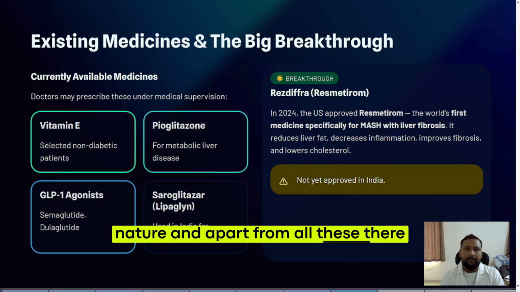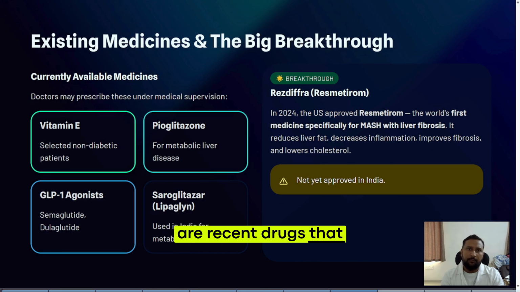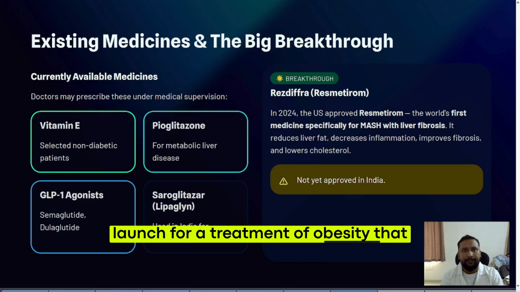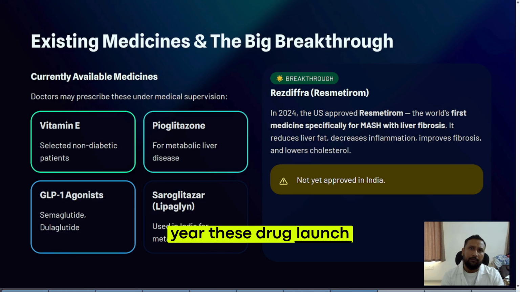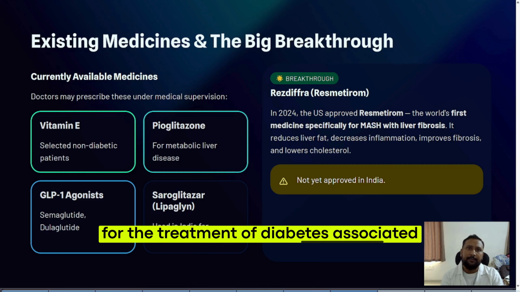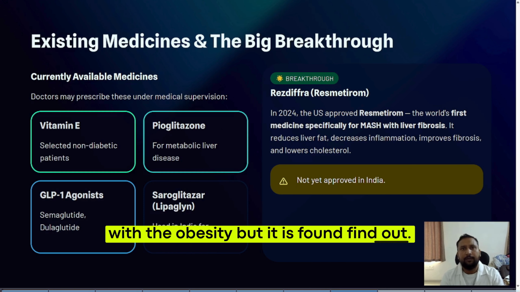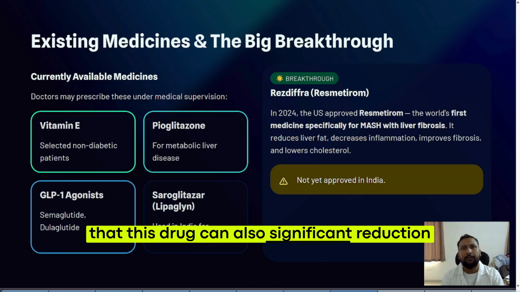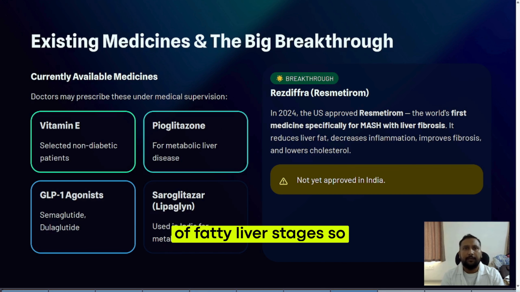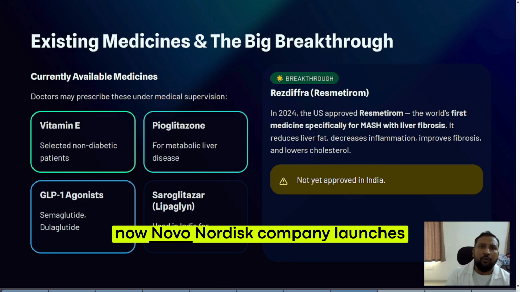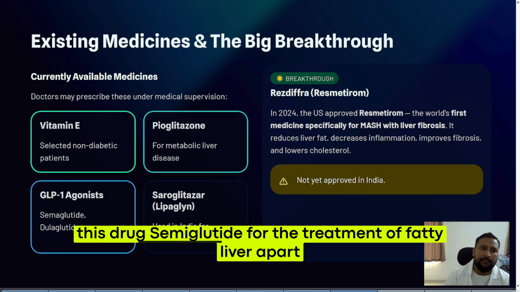And apart from all these, there is a recent drug launched for the treatment of obesity, that is semaglutide, a GLP-1 agonist drug. Last year, this drug was launched for the treatment of diabetes associated with obesity, but it was found that this drug can also significantly reduce fatty liver stages. So now Novo Nordisk company launches this drug semaglutide for the treatment of fatty liver.